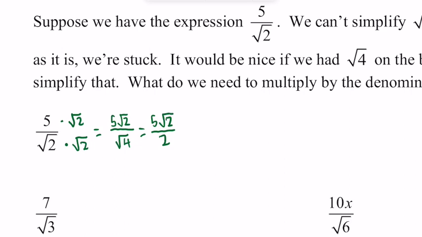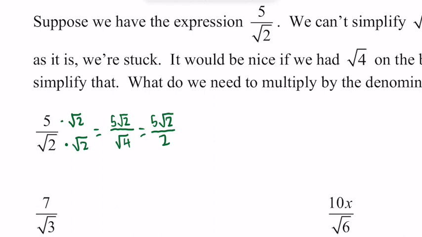So we end up with 5 times the square root of 2 over 2. Now we don't have a square root in the denominator anymore. We do have one in the numerator, but that's okay. That's in many cases considered to be not so bad. The goal here is to do what's called rationalizing the denominator, starting with a fraction with a square root on the bottom and coming up with an equivalent fraction that does not have a square root in the denominator.